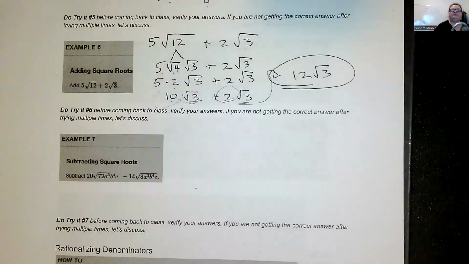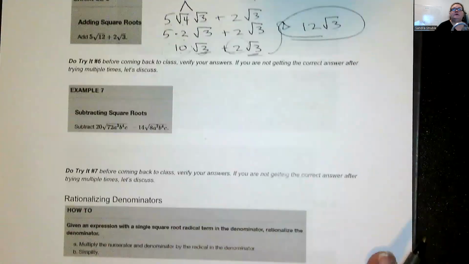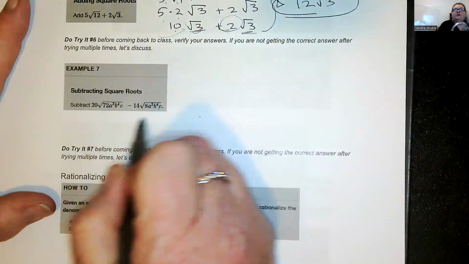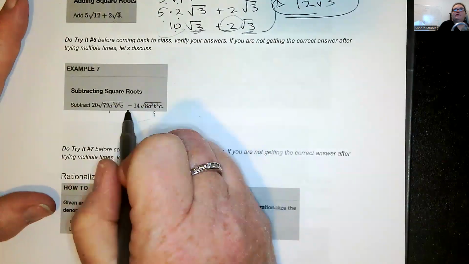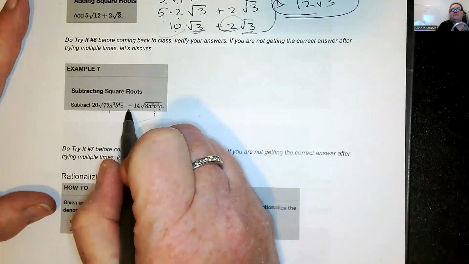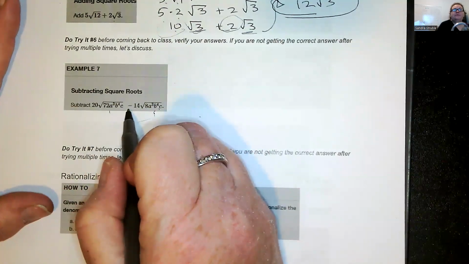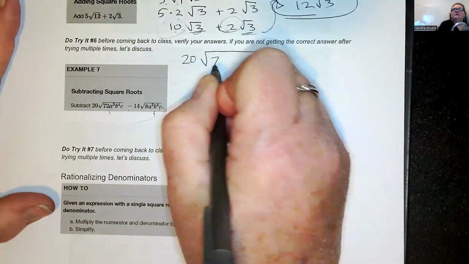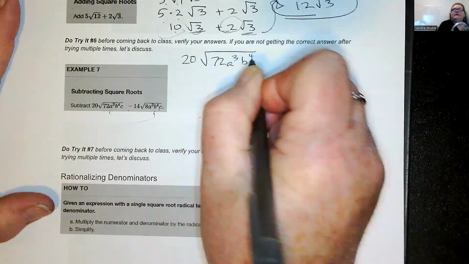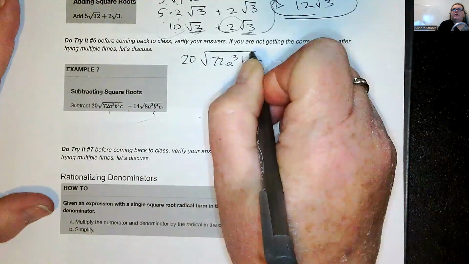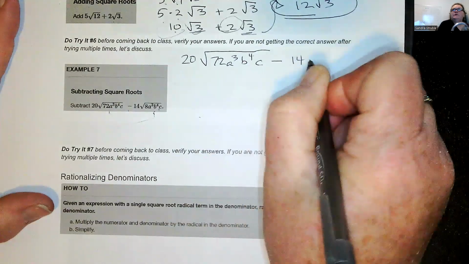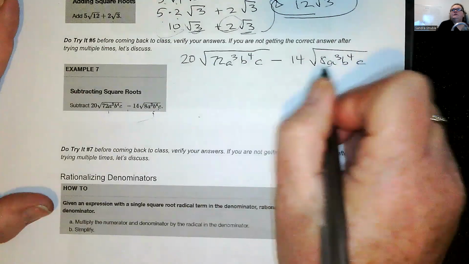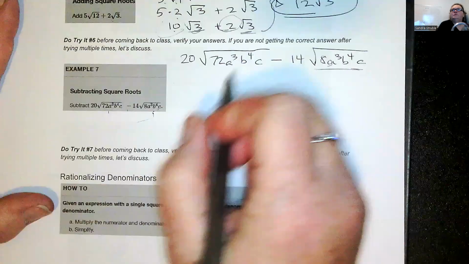Okay. Again, let me know if you have any questions on this. Subtracting square roots. So again, what's underneath the radicals needs to be the same in order for us to combine them, either by addition or subtraction. All right. So I'm going to rewrite these up here. Makes it a little easier to see sometimes. The square root of 72 a cubed b to the 4th c minus 14 square root of 8 a cubed b to the 4th c, it's all under the radical. So I'm thinking we want it to look like this in order for us to pull these out.